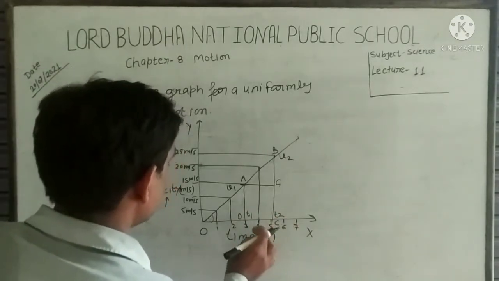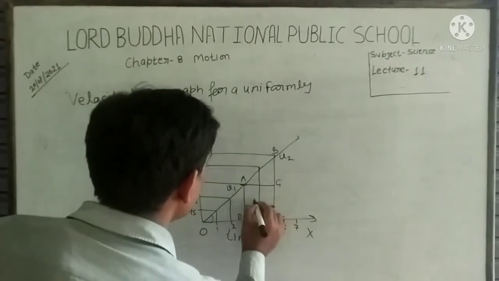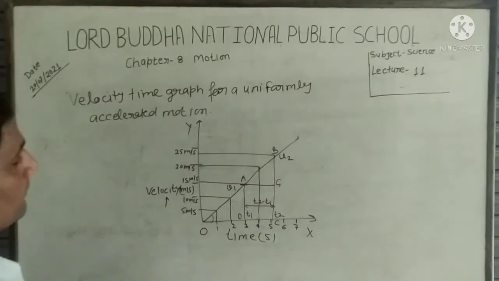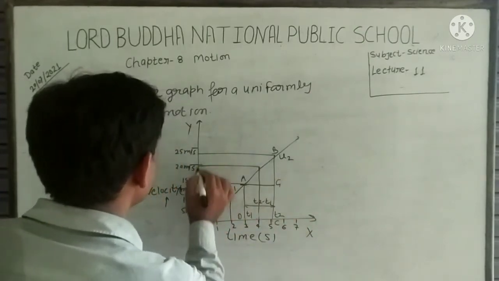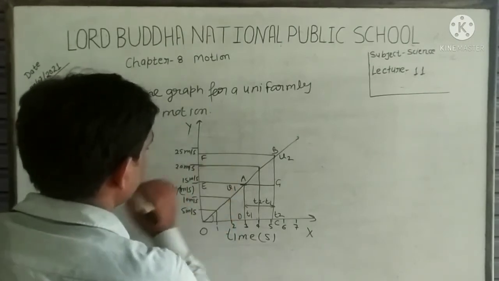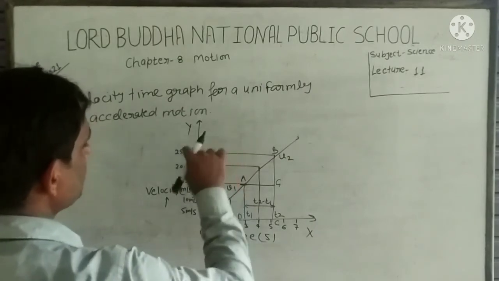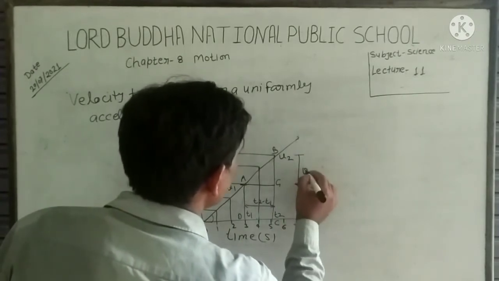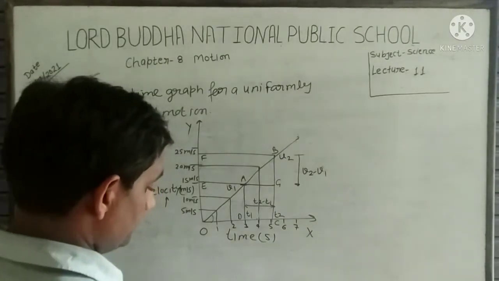Now the time interval between the points D and C will be equal to T2 minus T1. And between G and B, these 2 points we take as E and F. The distance between E and F will show the change in velocity. It will be this length equal to V2 minus V1. Okay.